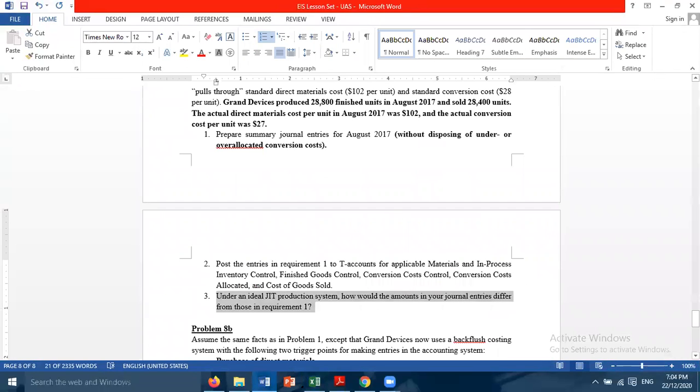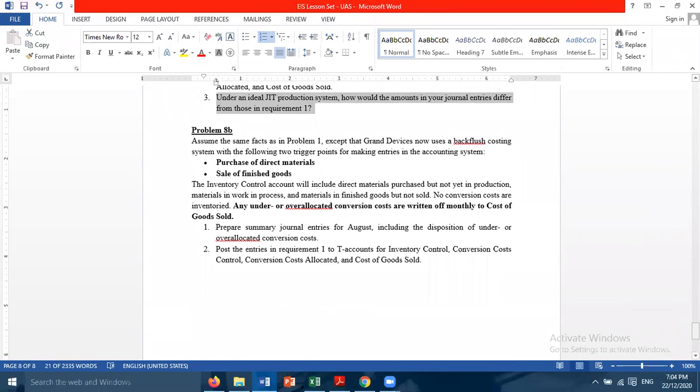Okay, that's for 8A. Now for 8B. Assume the same facts as in problem 1, except that Grand Devices now uses a backflush costing system with the following 2 trigger points for making entries in the accounting system. The first one is purchase of direct material goods, and the second one is sales of finished goods. Okay, so this time, unlike previously, we only have 2 trigger points. So what this means is that they skip stage 2 and stage 3.